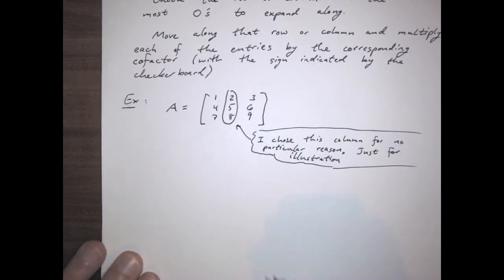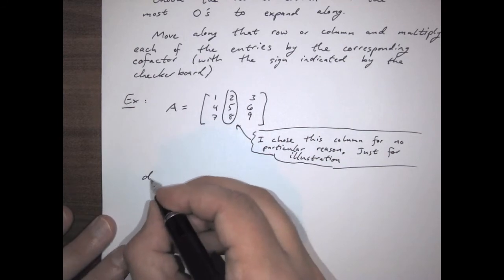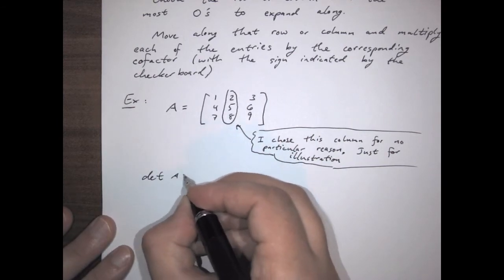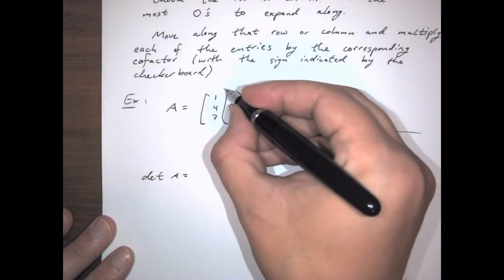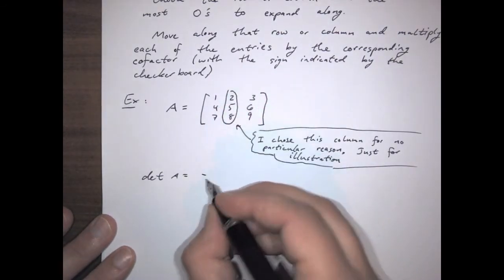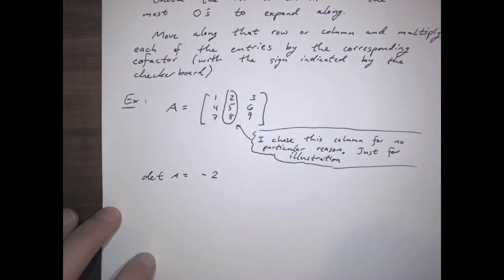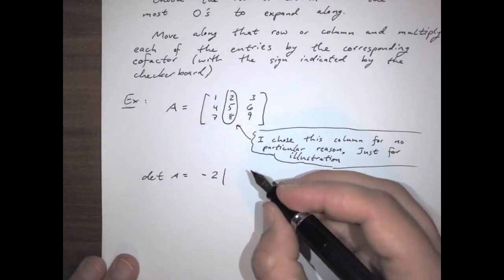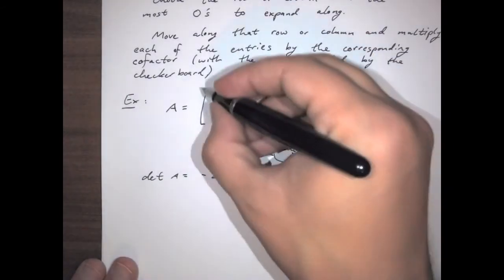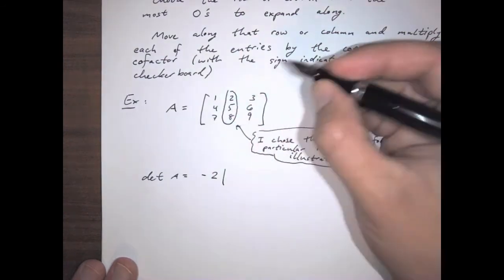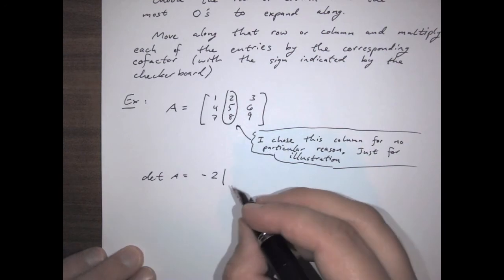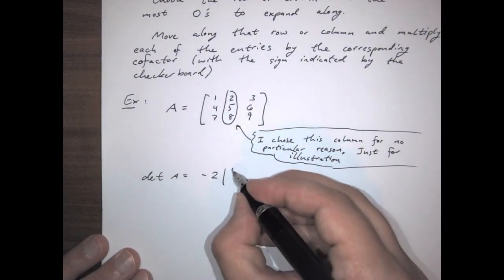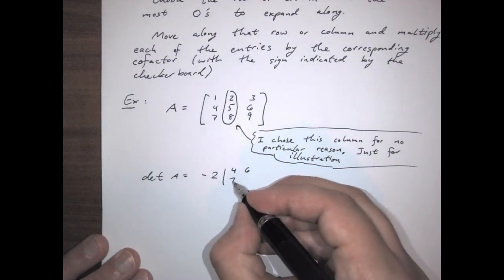Okay, well then, here's how it would work. So the determinant of A would be, we just go down the line here. According to the checkerboard, plus, minus. We take the entry, the 2, and then we make the rest of the cofactor by removing column 2 and first row 1, then row 2, then row 3. So first removing row 1, what that leaves us with is 4, 6, 7, 9.